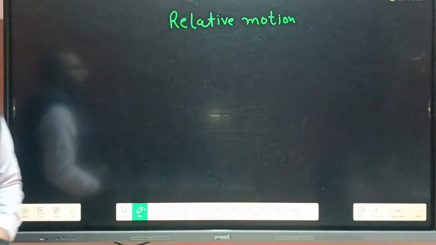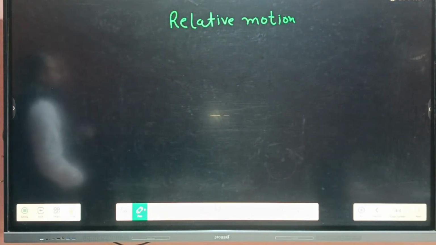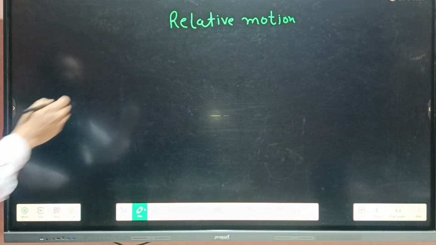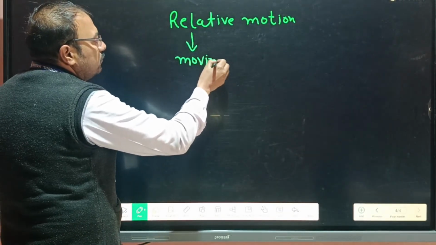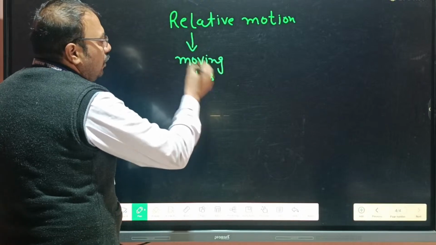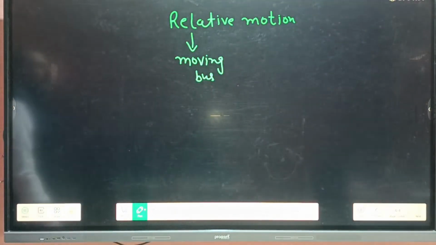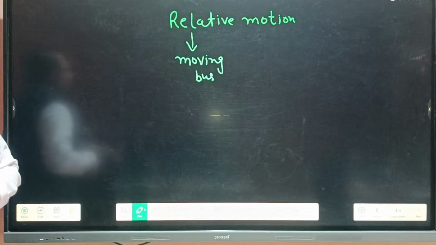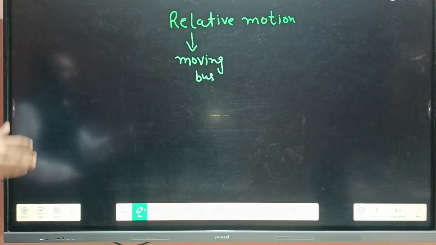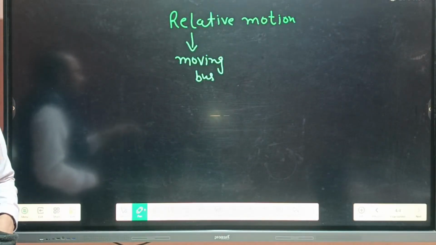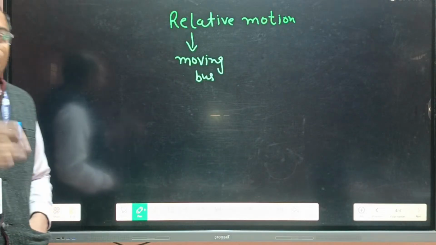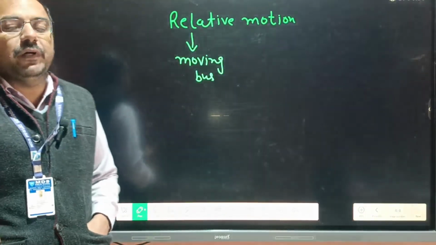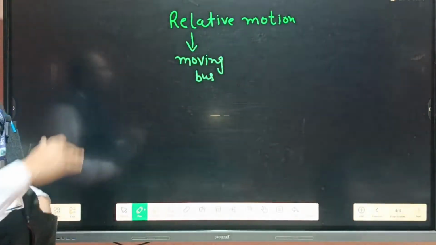In relative motion, in one situation an object is at rest, but in another situation the object is in motion. For example, a moving bus. In a moving bus, people are sitting, so they are at rest. When seen by the other people in the bus, all people are at rest because they are sitting on seats. But when we see from outside, the bus is moving, so the people are also moving. That is known as relative motion.